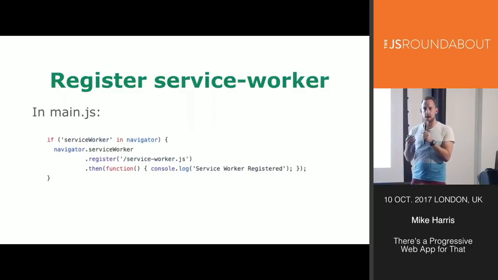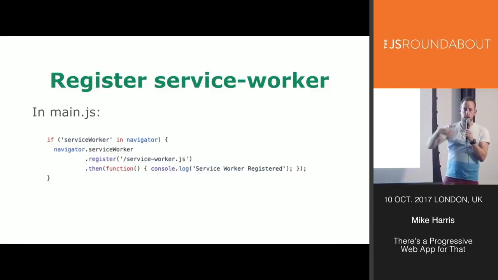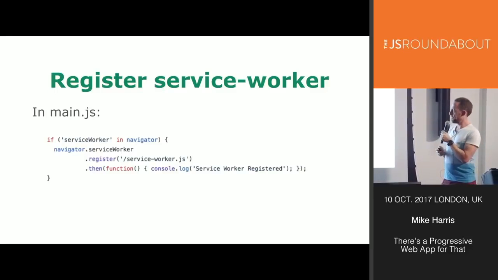First of all, we want to check that our client can use service workers. So this is just in my main.js, which is my main JavaScript file for my app. And just check that I can use service workers, and then we'll register my service worker. And I've got this service worker file, which is sat in the root of my directory.